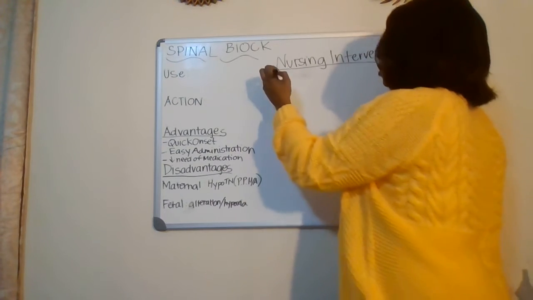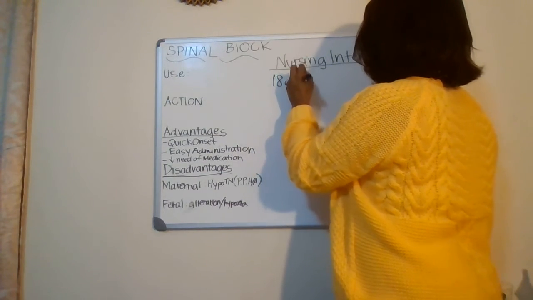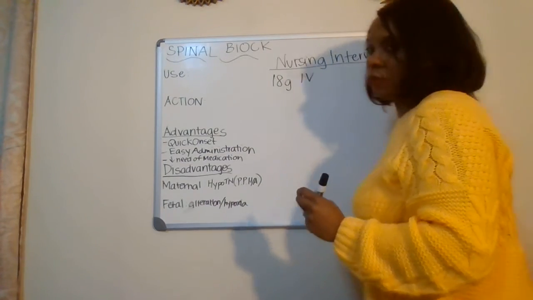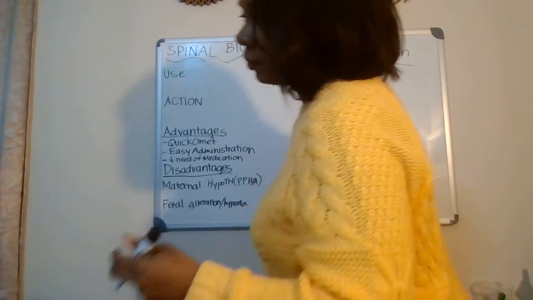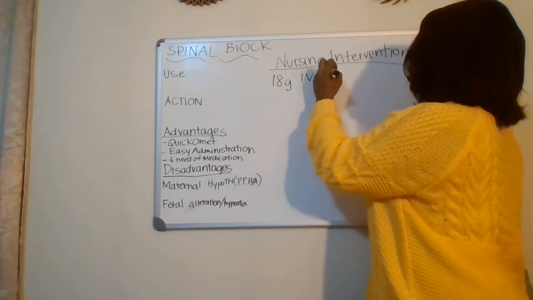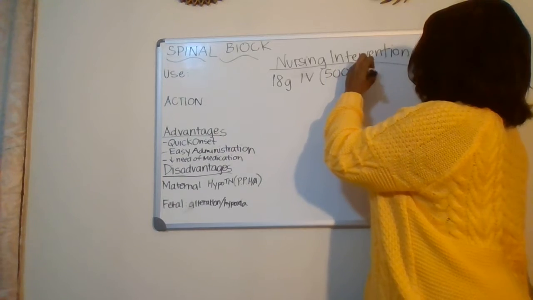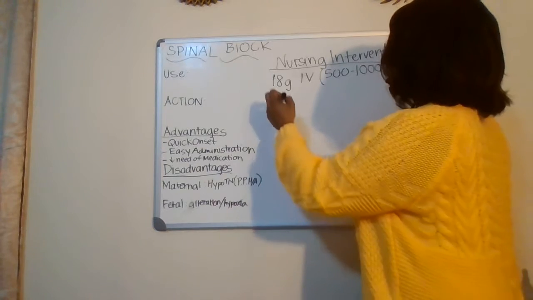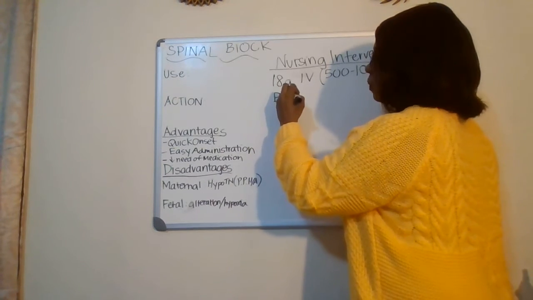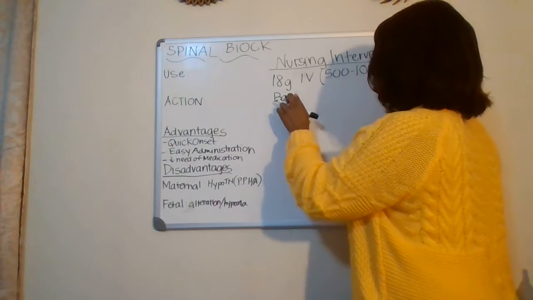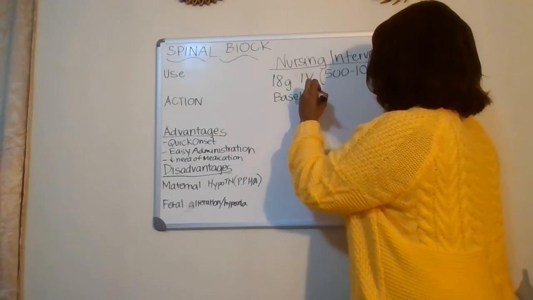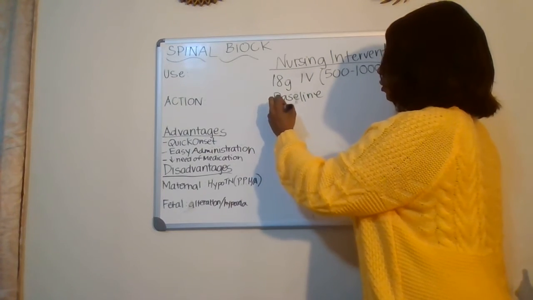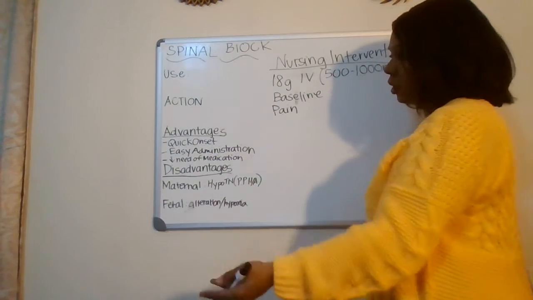Okay, so we're gonna make sure we have an 18 gauge IV. Bolus. I think the same, right? Yes, 500 to 1,000, similar with epidurals. And then we're going to establish a baseline. We need a baseline for both mom and fetus. Next, we're going to assess pain level. If she's in pain, is it working?